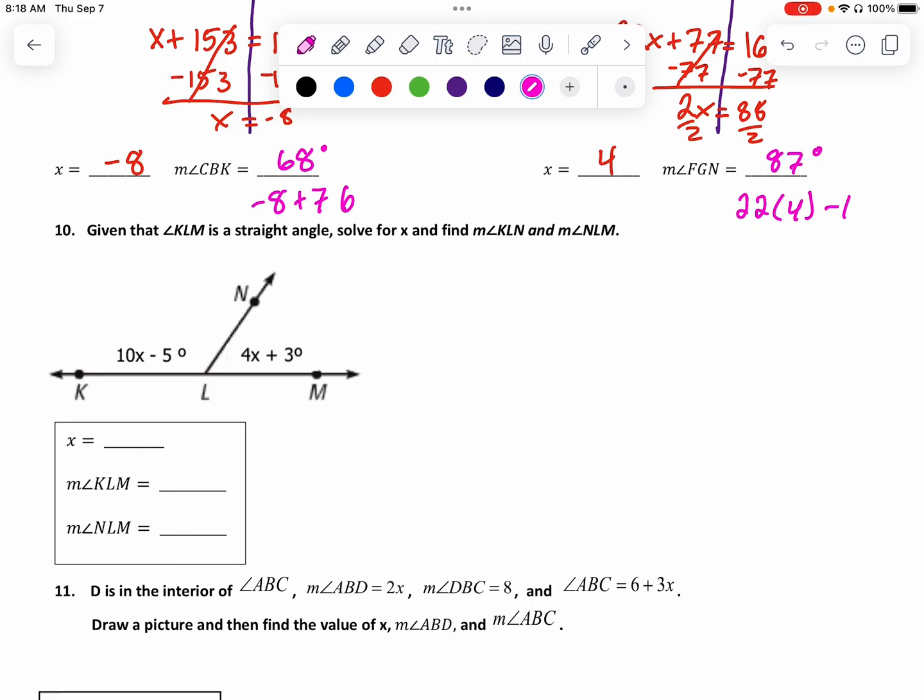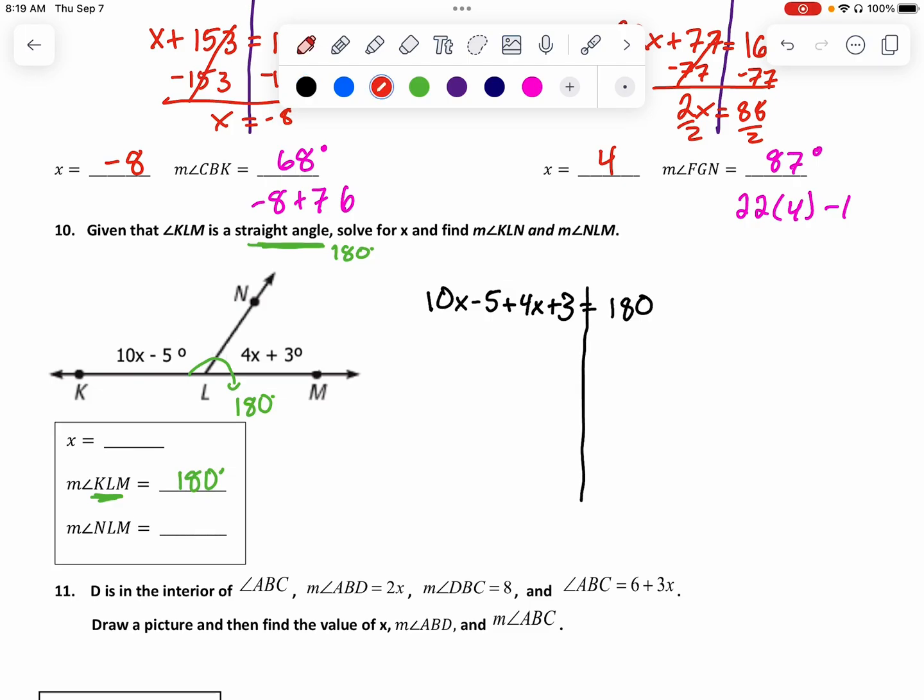So next one, it says KLM is a straight angle. And we know straight angles are 180 degrees. So right away, if you look at the questions, it says KLM down here. So we know that's going to be 180 degrees because it's straight. So we're going to solve for x. So this whole angle is 180. So we've got our parts, and we're going to add them up to equal the whole. So it'll look like 10x minus 5 plus the other part, 4x plus 3, equals the whole, which is 180.